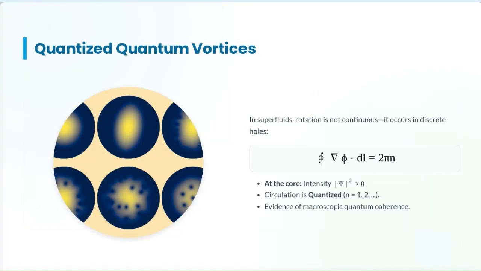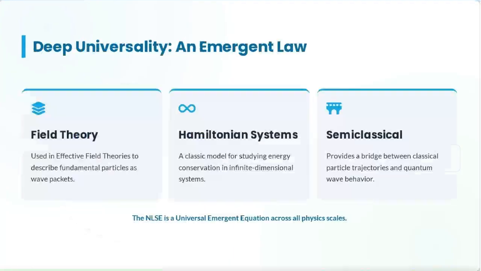When a Bose-Einstein condensate rotates, it cannot rotate continuously like an ordinary fluid. Instead, circulation becomes quantized. As shown in the equation, the phase must return to itself after a complete loop. This creates quantum vortices with nearly zero density at their cores. These vortices are among the clearest manifestations of macroscopic quantum mechanics.